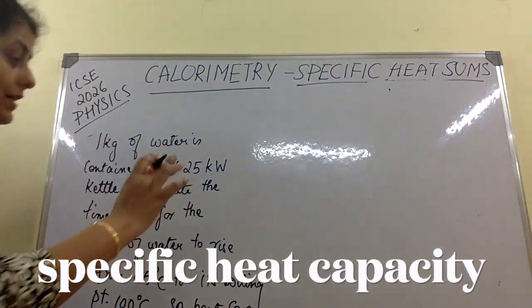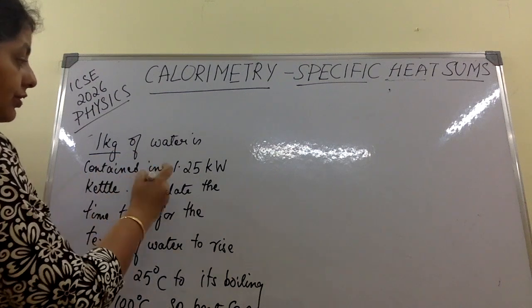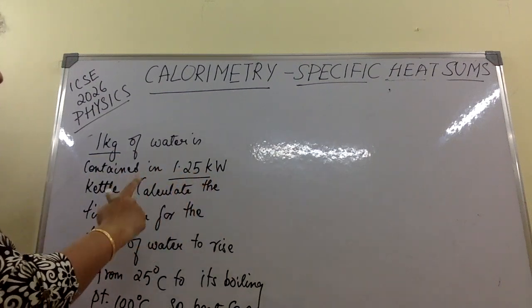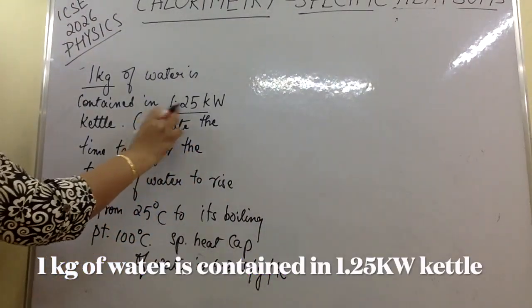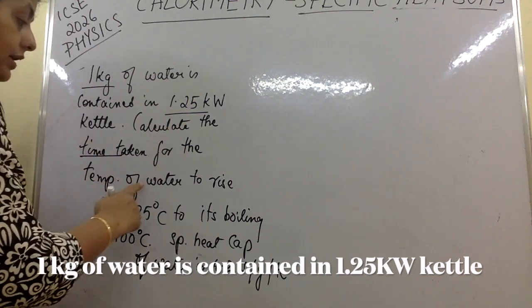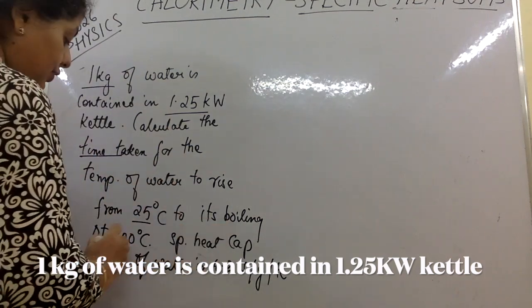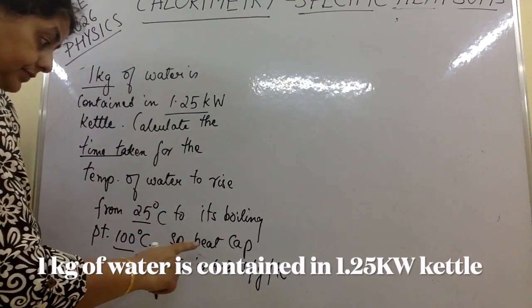So here, 1 kg of water, now it is in kg, and that is to be noted, and 1.25 kilowatt is the power of the kettle. Calculate the time taken. What is asked is the time taken. Temperature of water has to rise from 25 to 100 degrees centigrade. That means there is a rise of 75 degrees centigrade.